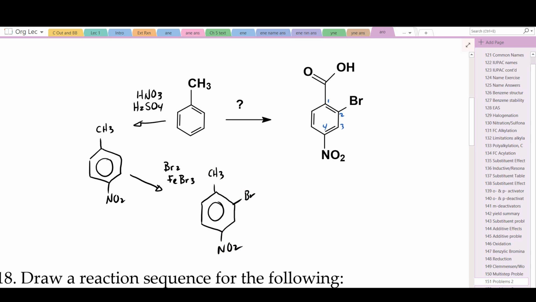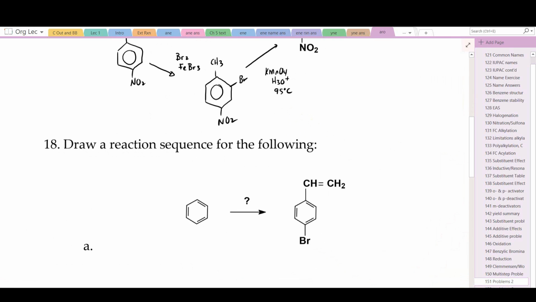And then the last step is simply the oxidation of our benzylic carbon, this methyl group, to a carboxylic acid. And that's done with potassium permanganate in acidic solution at some reasonably high temperature. Take a look at the next question.